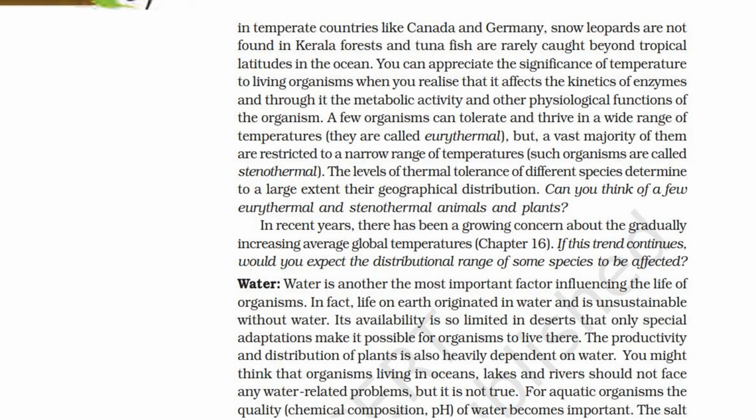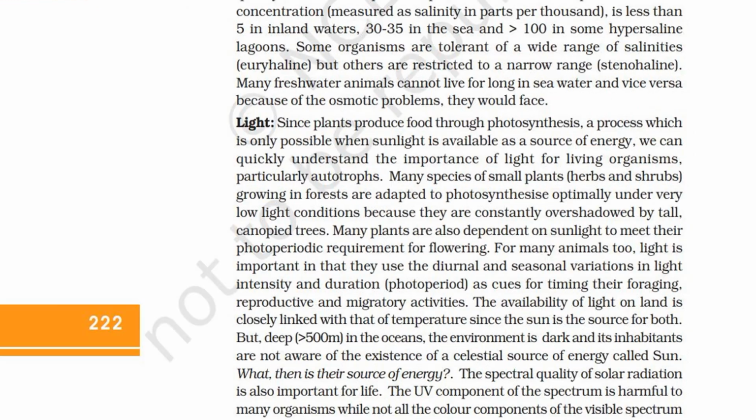You might think that organisms living in oceans, lakes and rivers should not face any water-related problems, but it is not true. For aquatic organisms, the quality, chemical composition, and pH of water become important. The salt concentration, measured as salinity in parts per thousand, is less than 5 in inland waters, 30 to 35 in the sea and greater than 100 in some hypersaline lagoons. Some organisms are tolerant of a wide range of salinities, euryhaline, but others are restricted to a narrow range, stenohaline. Many freshwater animals cannot live for long in seawater and vice versa because of the osmotic problems they would face.